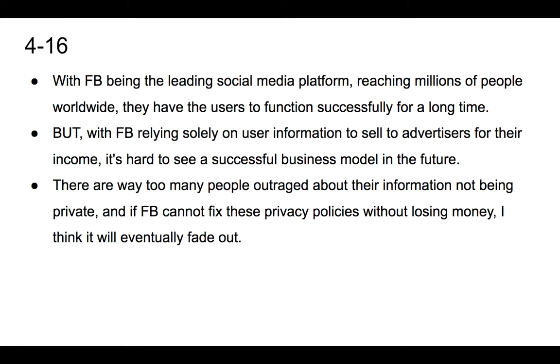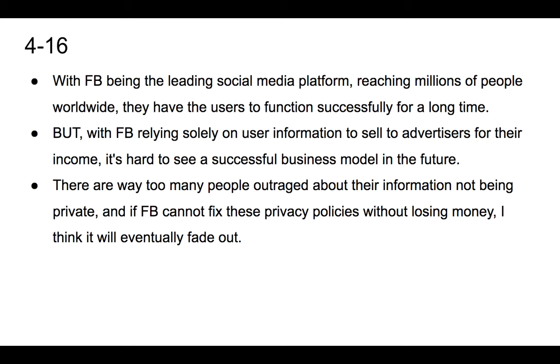For the next question, it states, will Facebook be able to have a successful business model without invading privacy? And could Facebook take any measures to make this possible? Well, they are one of the leading social media platforms in the world. They reach millions of people universally, and they have the users to function successfully for a long time. But with Facebook relying solely on information to sell to advertising companies for their main source of revenue, it's hard to see a successful business model in the future.